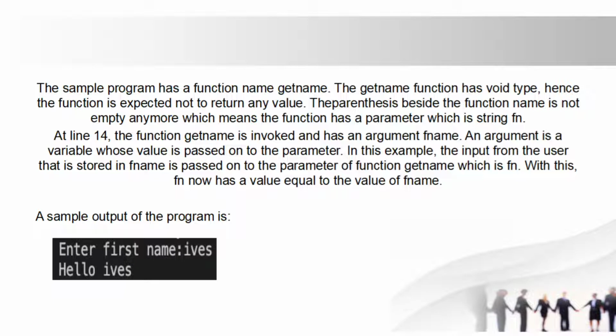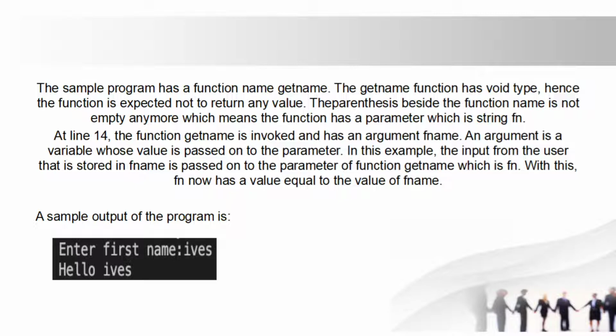The sample program has a function named getName. The getName function has a void type. Hence, the function is expected not to return any value. The parenthesis beside the function name is not empty anymore, which means the function has a parameter, which is string fn. At line 14, the function getName is invoked and has an argument fname.